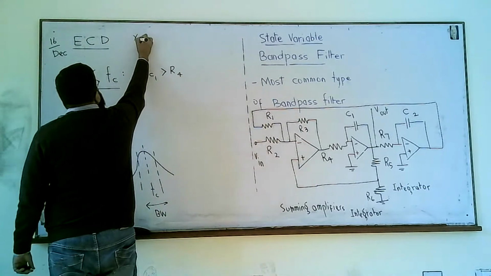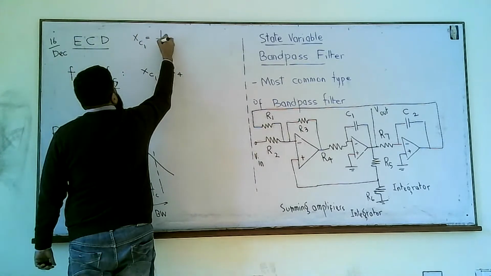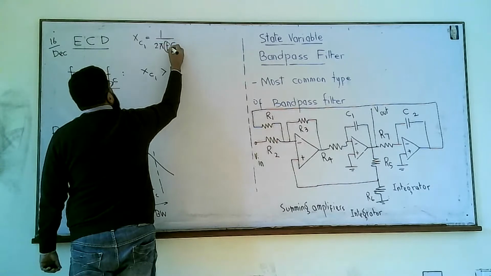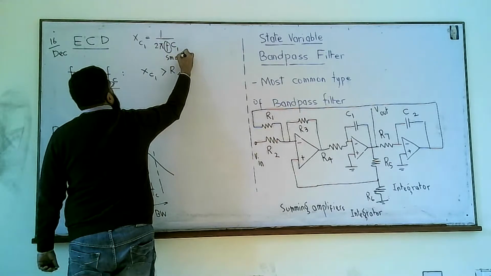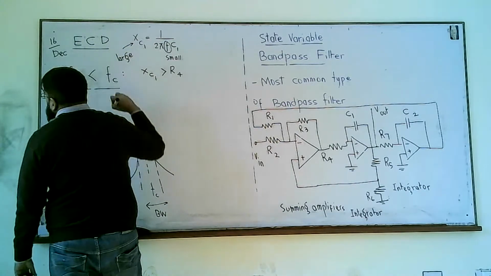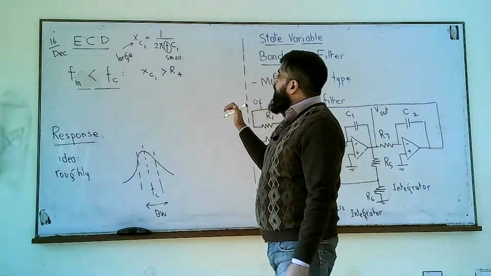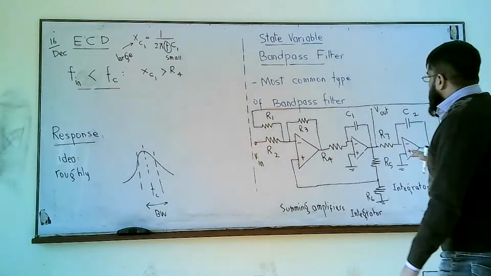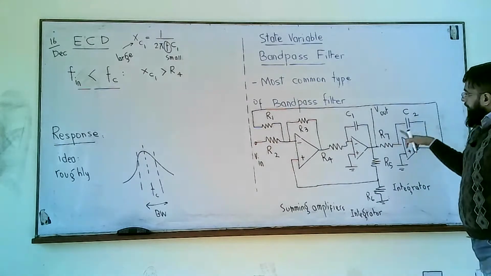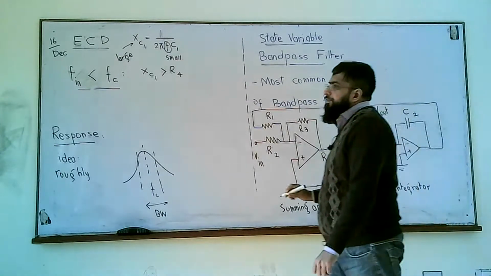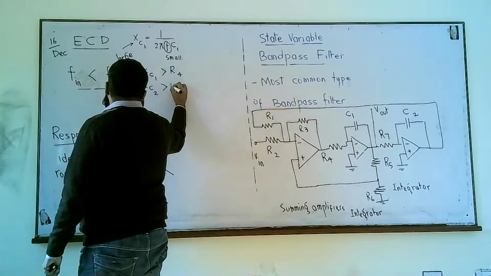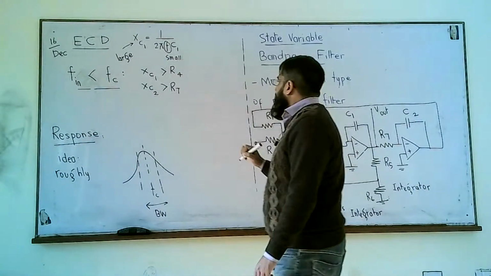Why? Because XC1 is 1 over 2 pi F C1. If F is small, XC1 is large. So if F is small, XC1 is large. Similarly, XC2 is much larger than R7. So XC2 is much larger than R7.